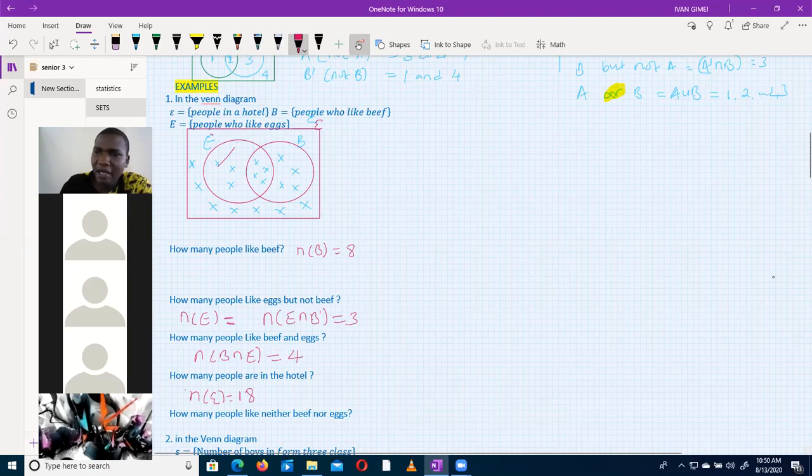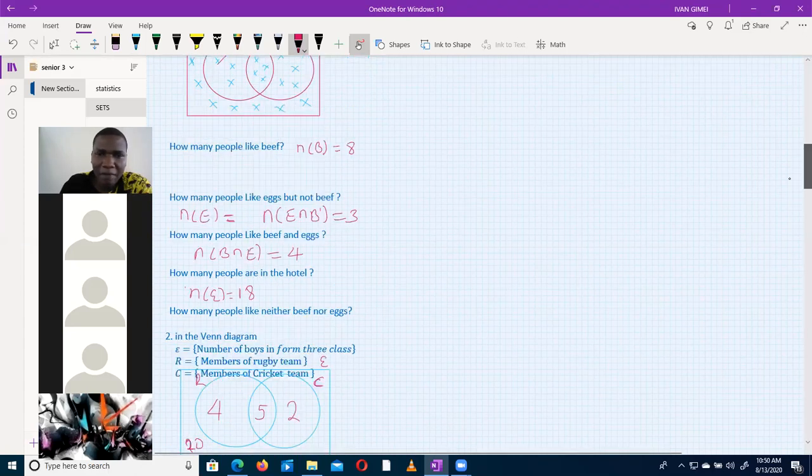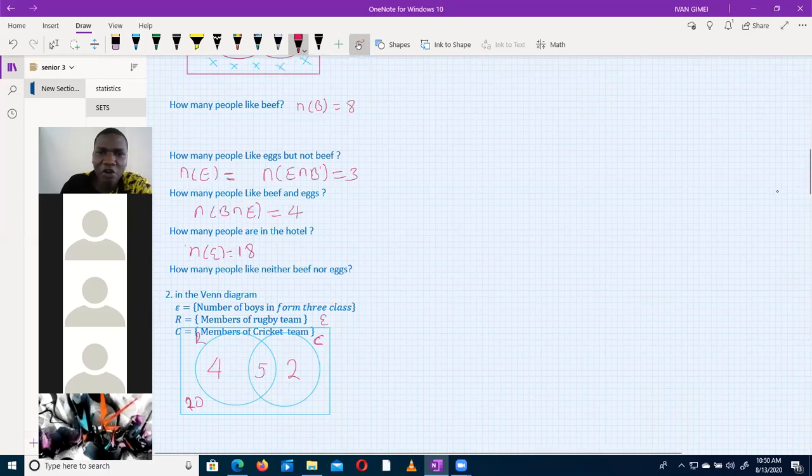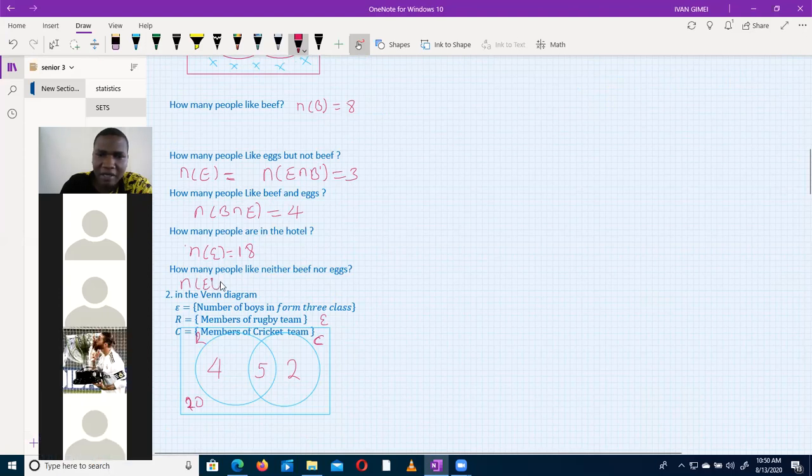Then how many people like neither beef nor eggs? There are 7. There are 7 people who like neither beef nor eggs. So that's what we have. That's how we extract information from the Venn diagram.